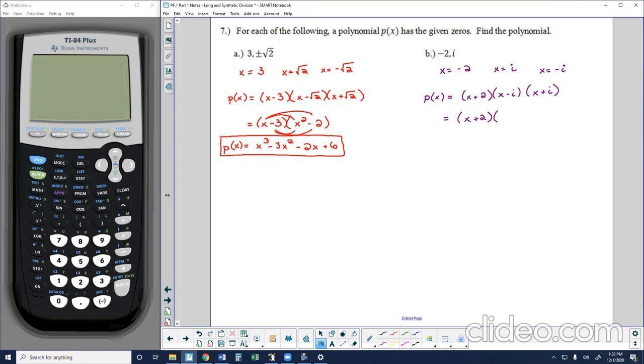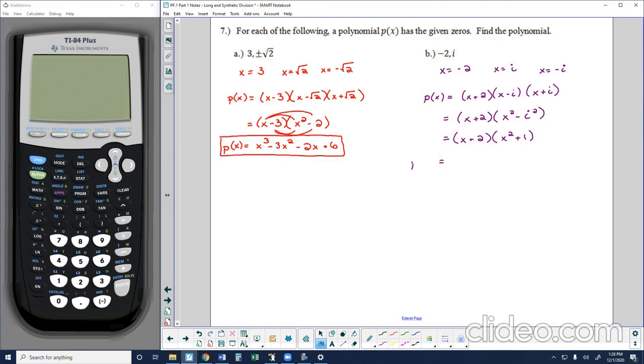It is the square of the first term minus the square of the second term. Remember that i squared has a value, and its value is negative 1. So this is essentially x squared minus negative 1, which becomes x squared plus 1. So now I can distribute.